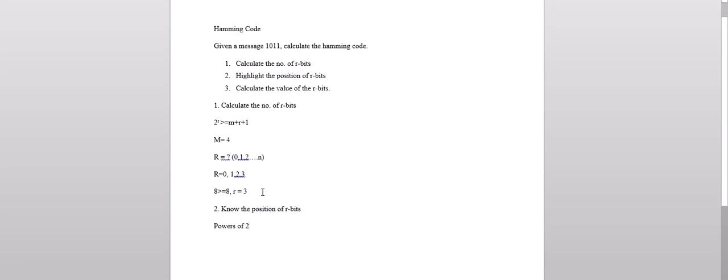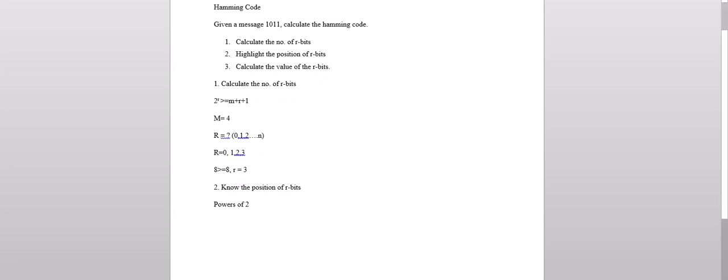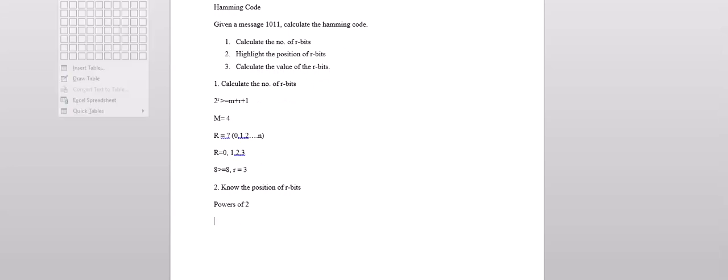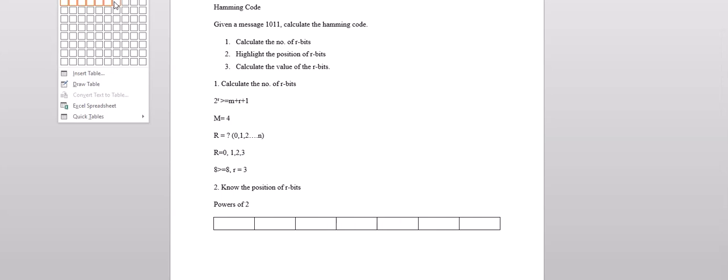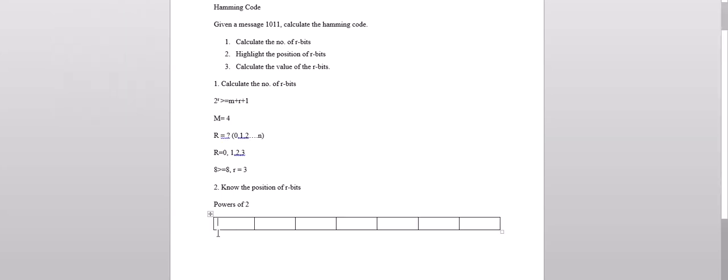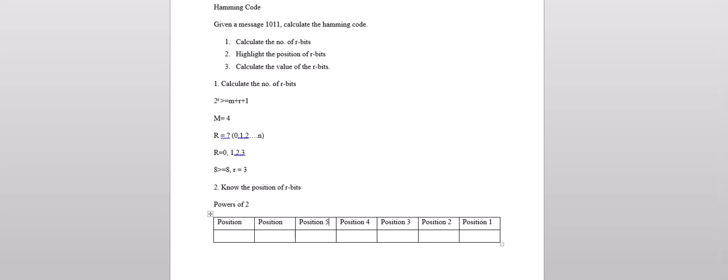Okay, simply put, let me use a table here. I'm going to have 7 different locations, and maybe just to help, I'm also going to put an extra one. So we are going to have position 1, and I'll explain in a short while. This is position 2, this is position 3, this is position 4, this is position 5, this is position 6, this is position 7.